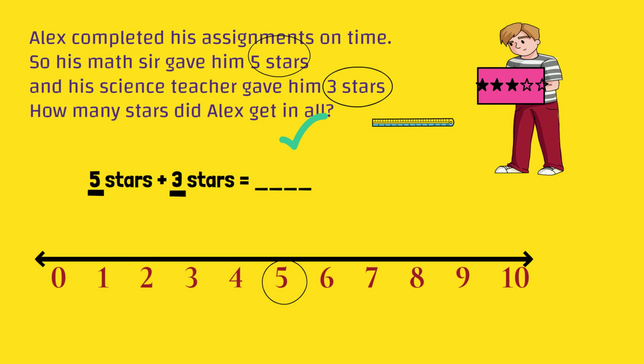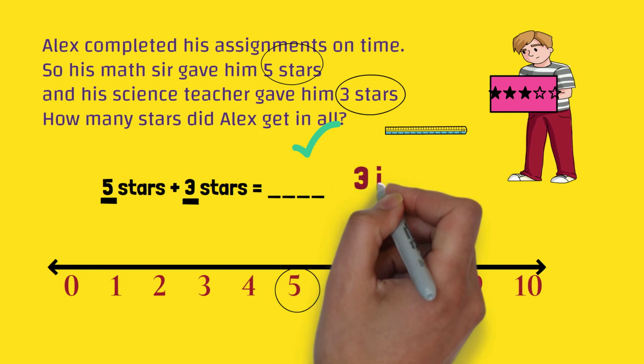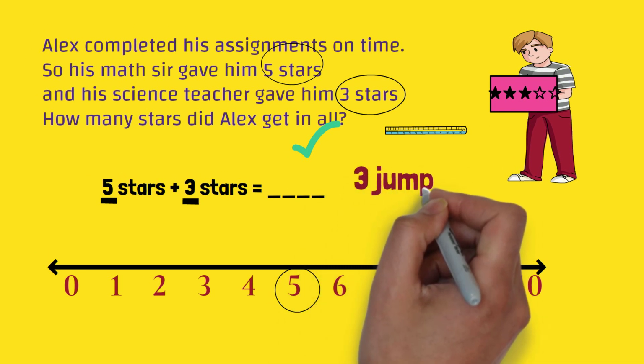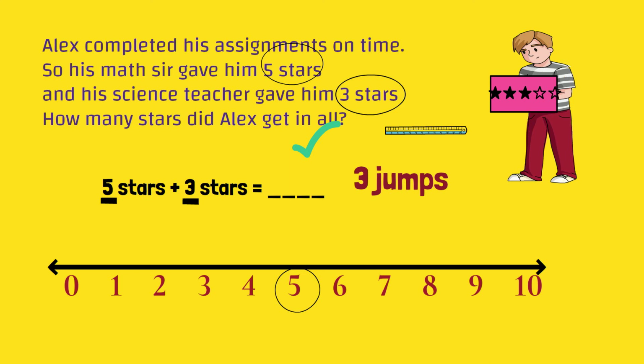Now how will we add number 3? We will take 3 jumps after number 5. Children, jumping means going to the next number. So keep your pencil on number 5 and start taking 3 jumps.